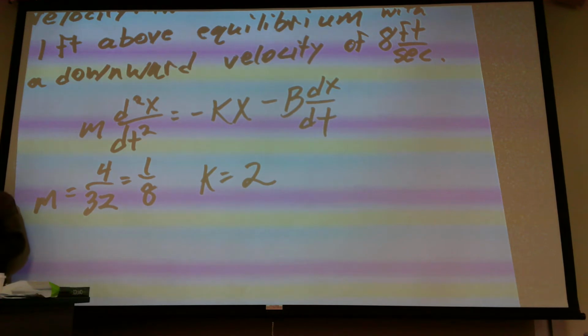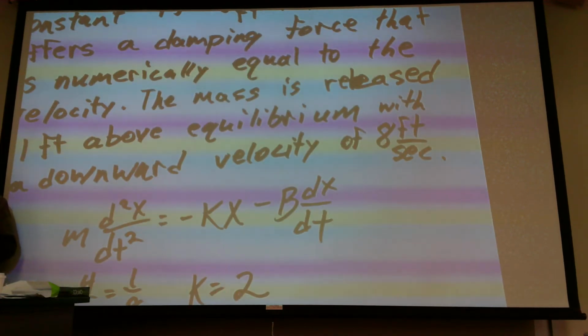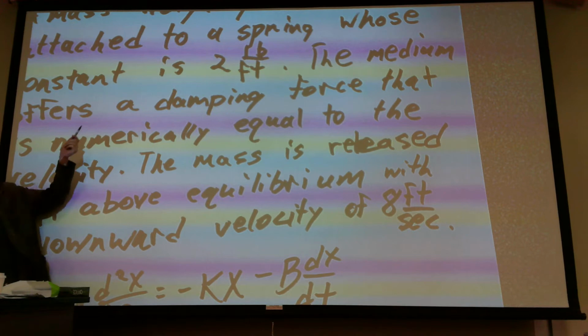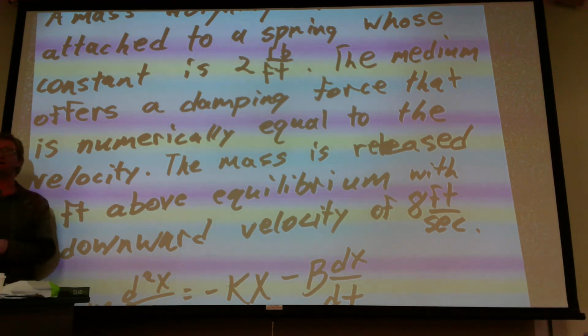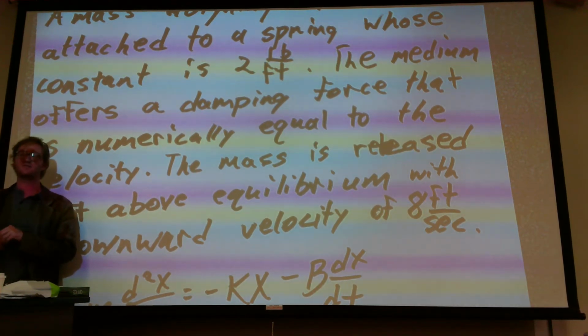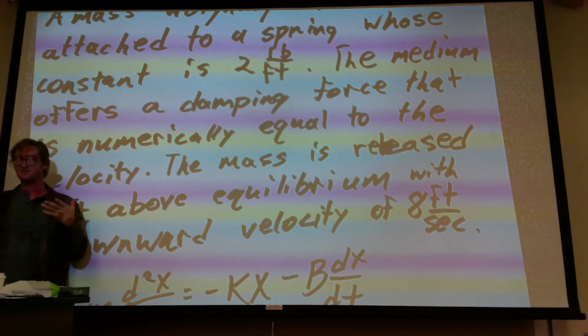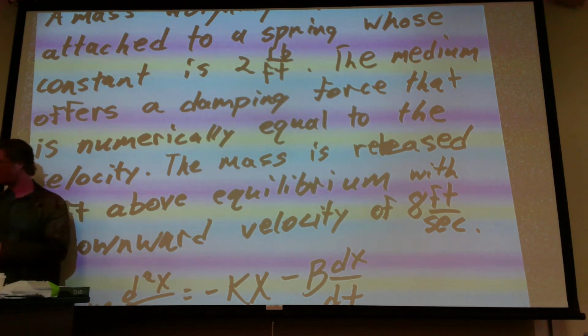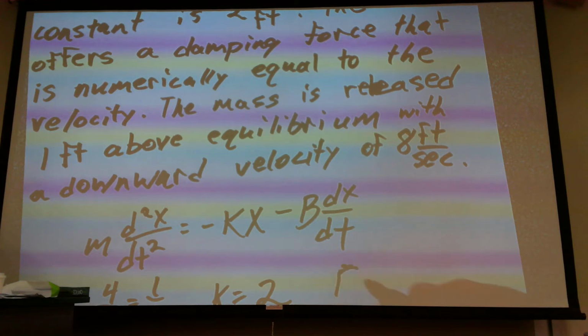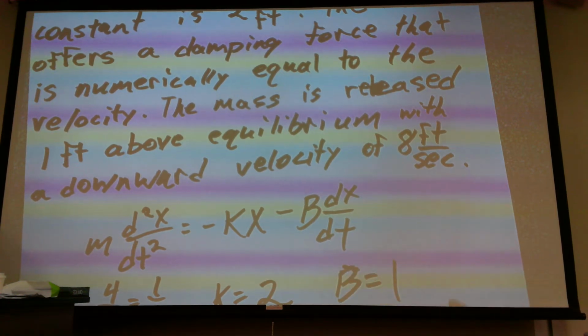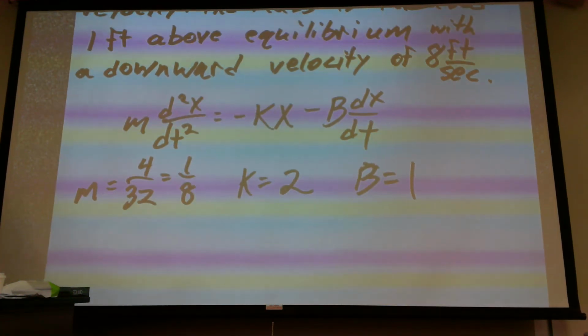Okay? All right, and then where's the beta? The medium offers a damping force that is numerically equal to the velocity. So if it was 7 times the velocity, then your beta would be 7. So since this says that it's numerically equal to your velocity, beta is going to equal 1.